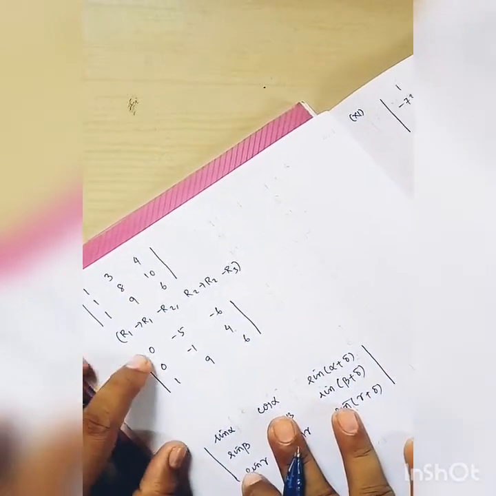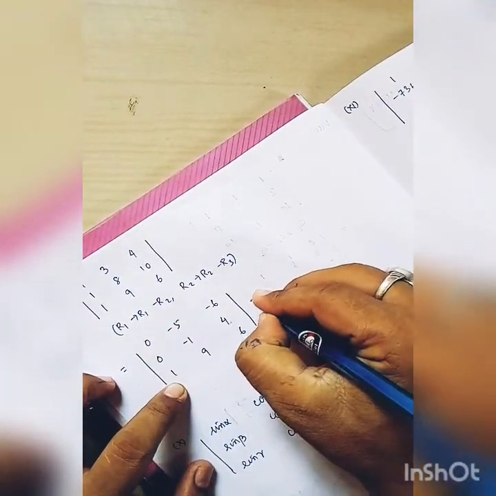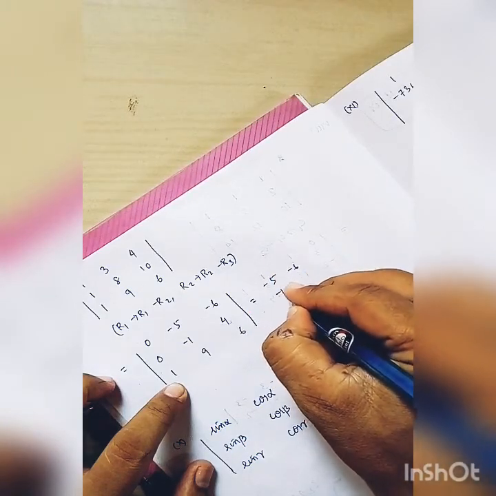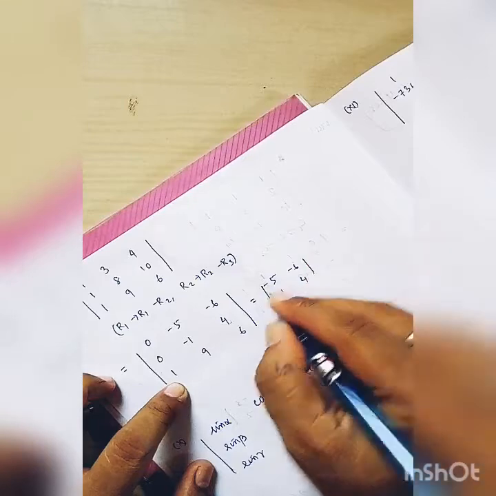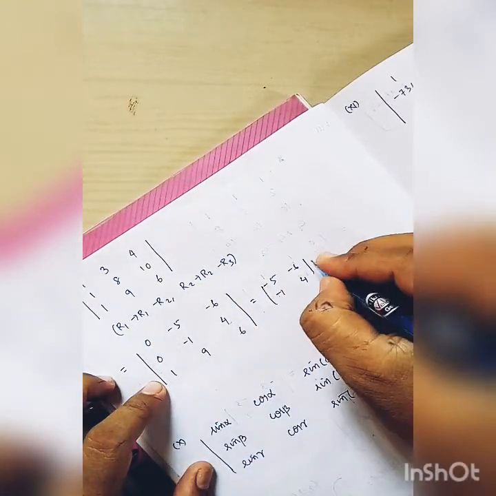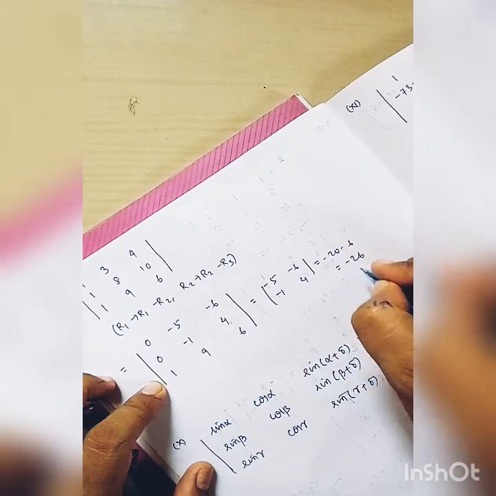Now if we expand along the first column, this determinant can be reduced to a determinant of order 2, that is minus 5, minus 6, minus 1, 4, by eliminating the third column. Now this is equal to minus 20 minus 6, which is equal to minus 26.